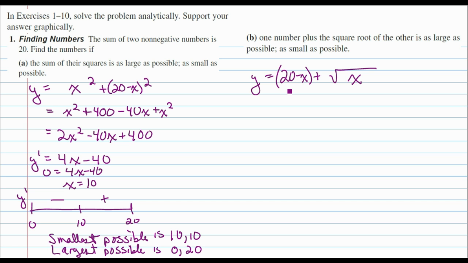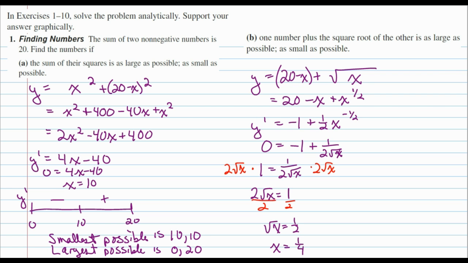It doesn't matter because if I take the square root of the smaller number, let's say 2, the bigger number is going to be 18. If I take the square root of 18, the other number is going to be 2. So it doesn't matter. The square root will find one number, and then the 20 minus x will find the other number. So again, we're going to find where this is as large as possible and as small as possible, so I need the first derivative.